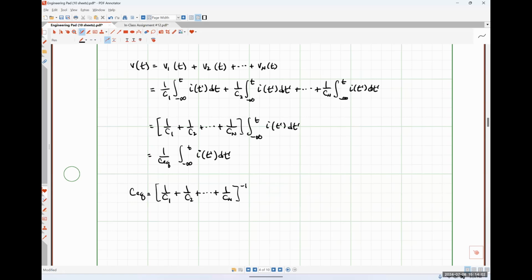So what does this look like as compared to resistors? It's just C1 plus C2 plus C sub n. So I guess what I mean by that is, does this look like resistors in series or resistors in parallel? Parallel. So capacitors in series combine like resistors in parallel.